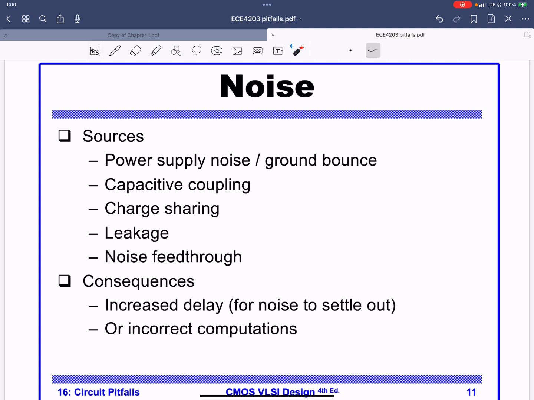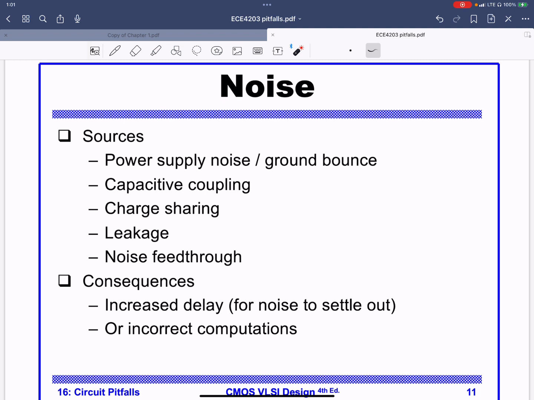And so the power supply could have noise, ground could be going up and down. You could be getting capacitive coupling between signals, which typically happens along long wires. If you've got dynamic circuits, you could get charge sharing, you could get leakage, which could change the value of some dynamic latches, etc. So there's lots of sources of noise.